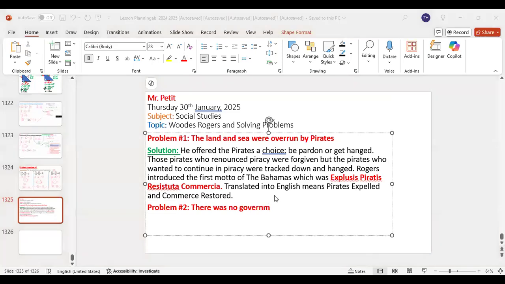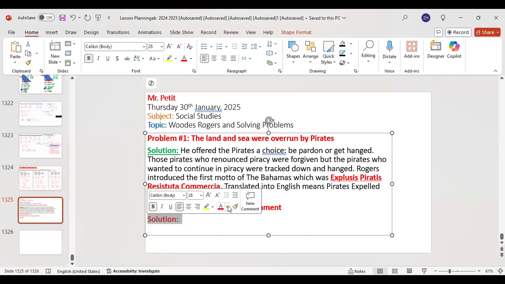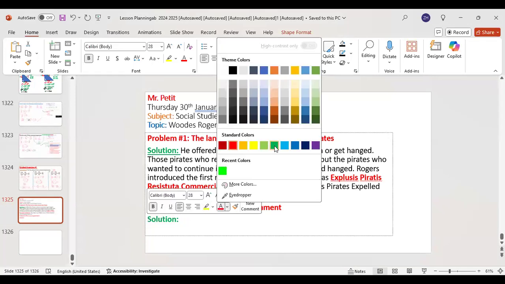Someone else. What was his solution to the problem of land and sea being overthrown by pirates? His solution was to give the pirates a choice: to stop committing piracy or be hanged. Very good.